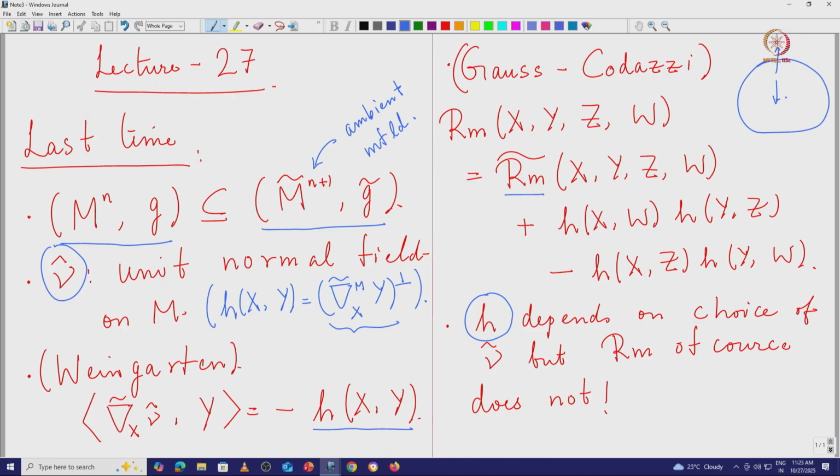However, if you look at the curvature formula, the Gauss-Codazzi equation, the second fundamental form appears in a quadratic way. So you multiply a term involving h with another term involving h. Even if h reverses in sign, the product of these two will remain the same in sign, which of course makes sense because the curvature is something that is intrinsic about the geometry of M. It should not depend on these extraneous choices like the choice of the unit normal vector. But it's important to keep in mind that the second fundamental form does depend on this choice.